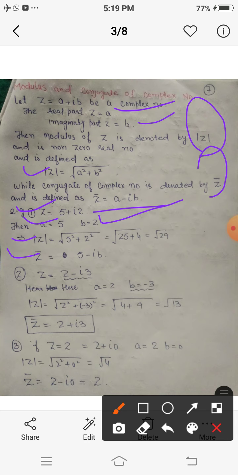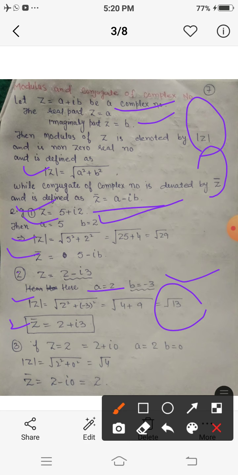If we have z equals 2 minus iota 3, then its a is 2, b is minus 3, mod z is root of 2 square plus minus 3 square, that is 4 plus 9, so 13. Hence root 13 is the modulus, while its conjugate z bar is 2 plus iota 3, because for this complex number minus 3 is the imaginary part, so when we change its sign, it becomes plus 3 iota. So 2 plus iota 3 is the conjugate of 2 minus iota 3.